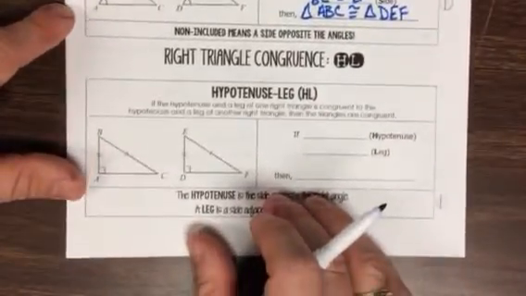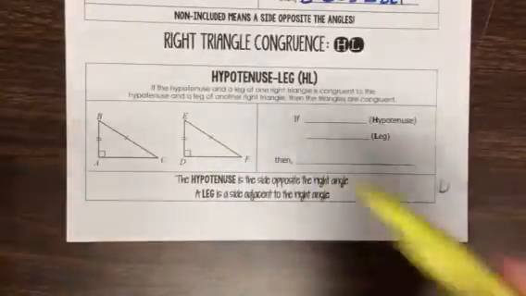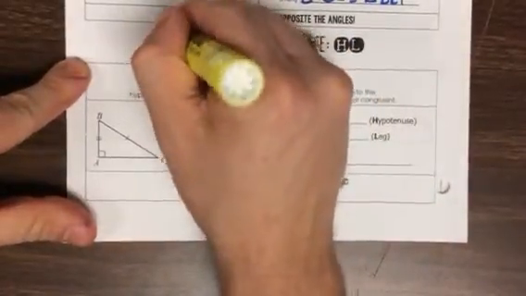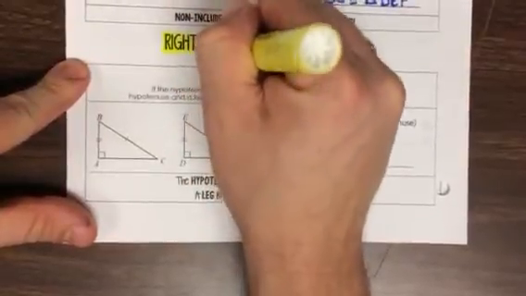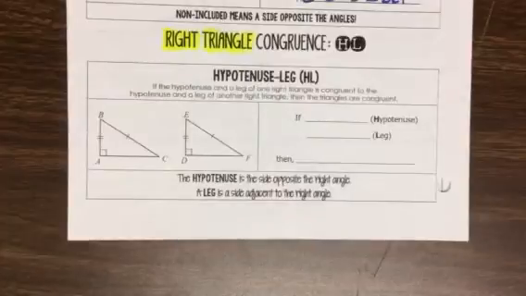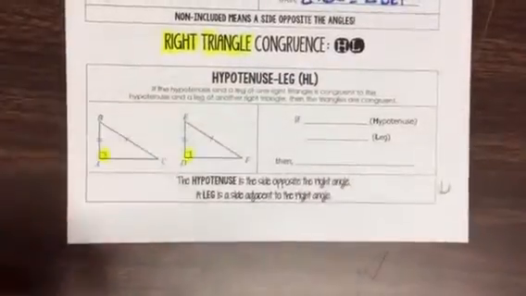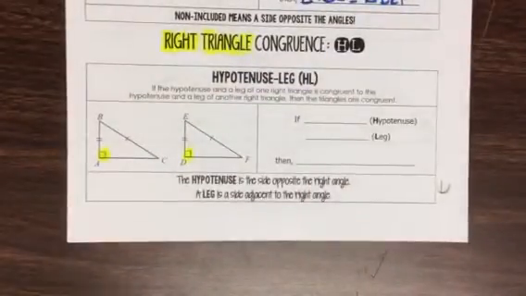Looking down below, right triangle congruence. I want to take a minute and point out that this is right triangle congruence. That's it. No other option. If it's not a right triangle, if there's not a 90-degree angle, we can't talk about it. So this one is a really easy one to eliminate as a possibility as you're looking at it.